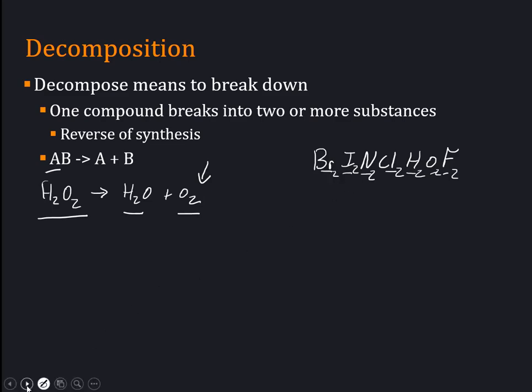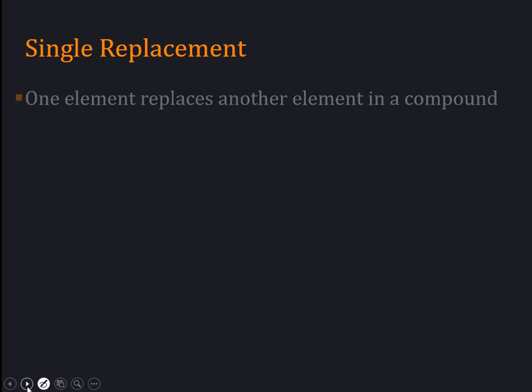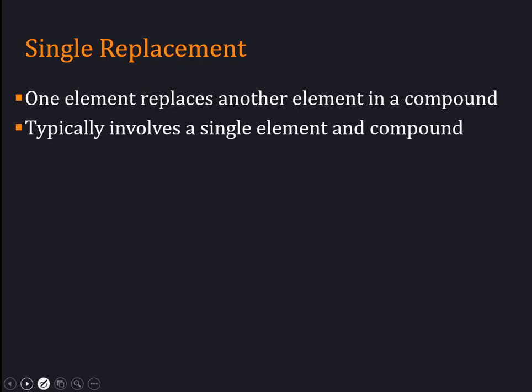And then we have the single replacement reaction, which is exactly what it sounds like. One element replaces another element in a compound. It generally involves one element and a compound. So we're going to have some substance that's usually an element A that will react with a compound that's got 2 parts, and generally speaking, the A kicks the B out and comes over here. So A replaced B, that's one replacement.